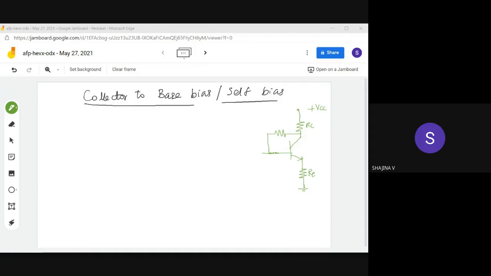So we have IB equal to VCC minus VBE divided by RB plus 1 plus beta into RE plus RC. So this is the expression for IB, and we can say IC is equal to beta into IB. So that's about the collector current.